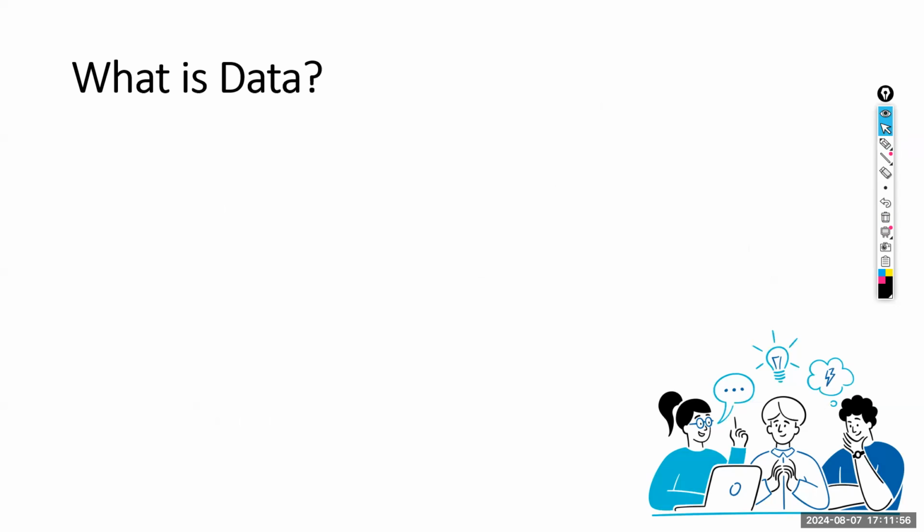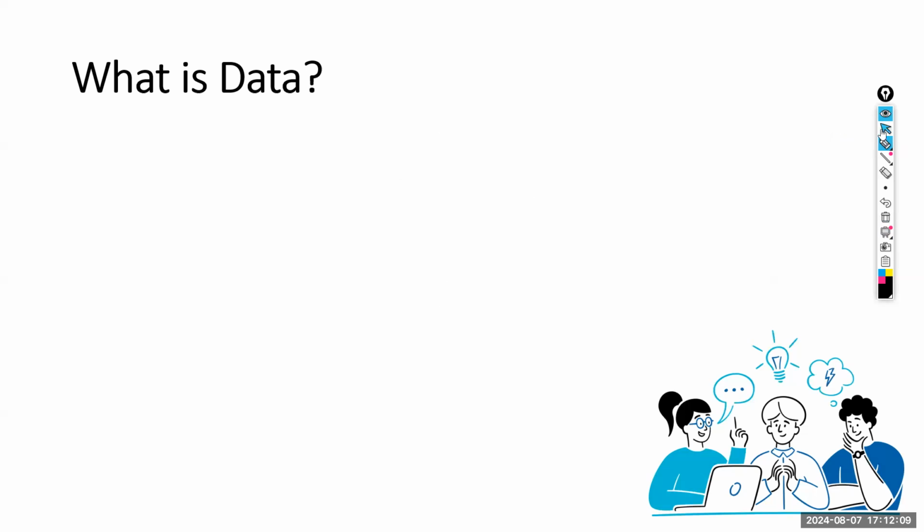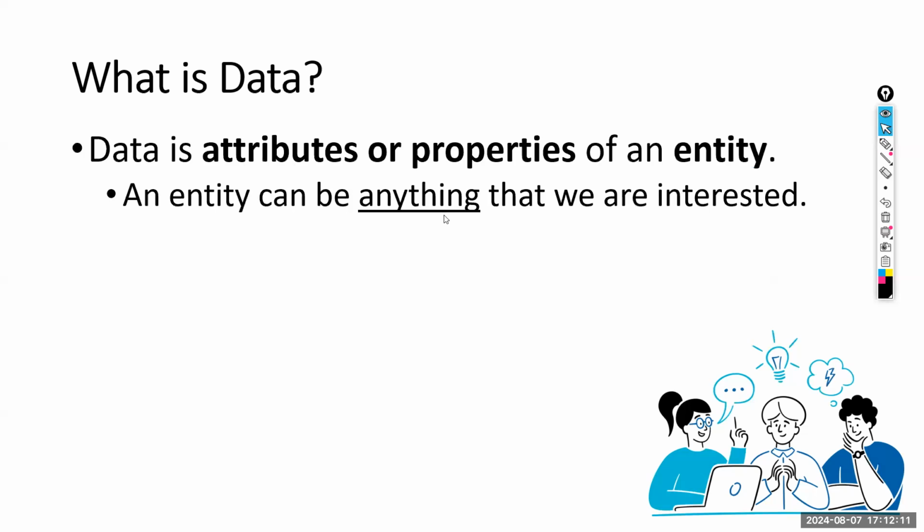What is entity? Because data is a property of an entity. That is the definition of data. Data is attributes or properties of an entity.